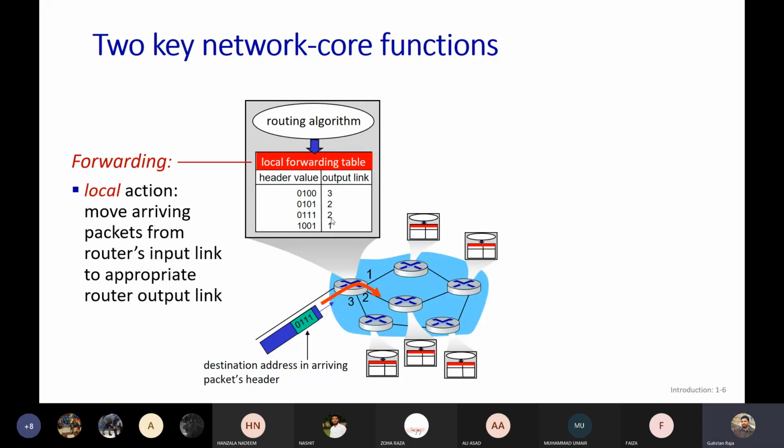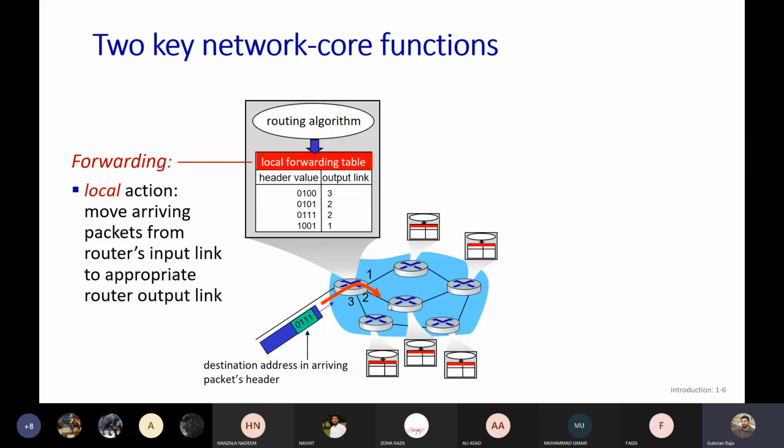So what will happen is that the arriving packet's destination address will be looked up in this table. Lookup will be performed, and which row will match this destination address? Row 3. So which link will be used for this packet? Link 2 will be used. So this packet will be transferred to link 2, right?